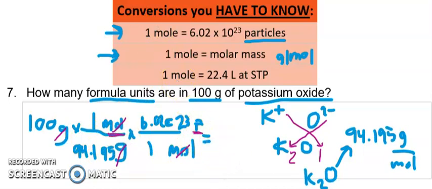So now I just have to do the math. So 100 times 1 is just 100 times 6.02 times 10 to the 23rd, and then all of that divided by 94.195, and this is equal to a total of 6.39 times 10 to the 23rd formula units. I'm not going to say formula units. This should have been formula units. If you caught that, good for you. And that's it.